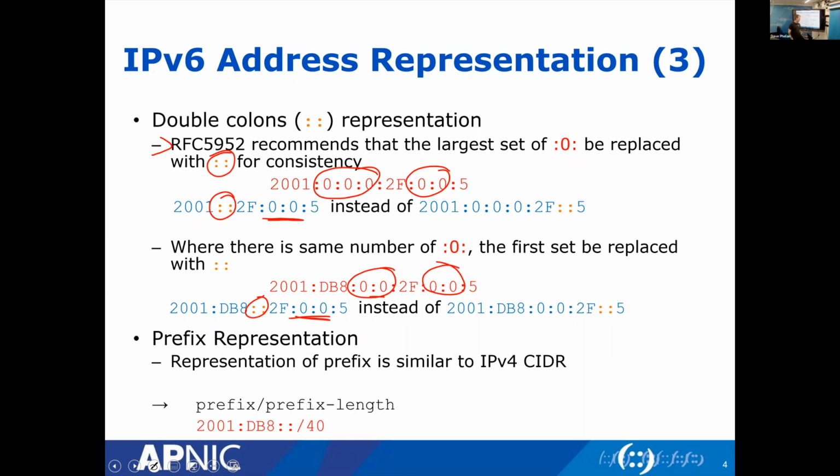And our actual prefix representation is like our V4 CIDR. So the address and then the CIDR notated net mask, /40 in this instance. Any questions on that?